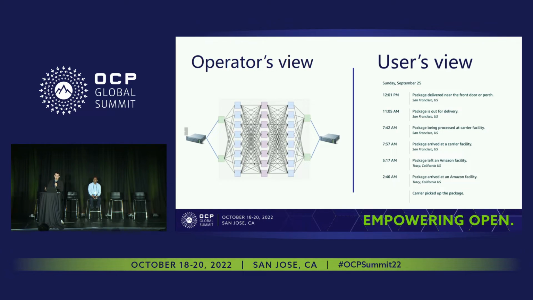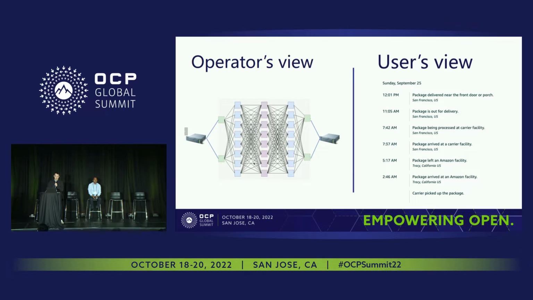They don't care about what kind of device you are using, what kind of architecture you are using, or what kind of routing protocol you are using. The only thing users care about is where is their packet, when it will be delivered, and whether it is lost, dropped, or delayed somewhere.